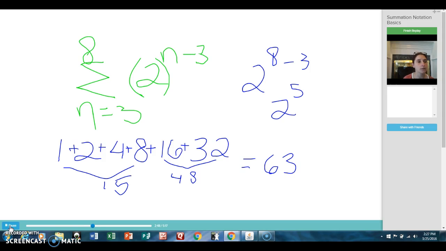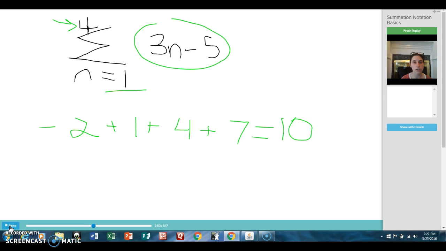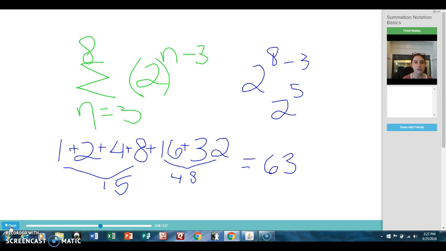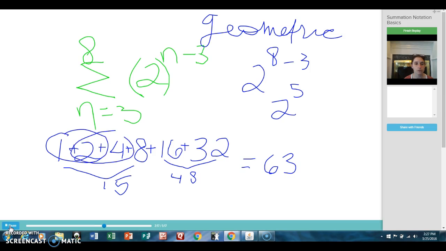I do want to point out that on the first equation that I had here, this was an arithmetic sequence, or an arithmetic series because we were adding it up. Arithmetic. And if you look at the numbers, each time I'm adding 3, so that's what makes it arithmetic. In the second example, this is a geometric series because each time I'm multiplying by the same number, the number I'm multiplying by is 2, each time by 2. That makes it geometric.